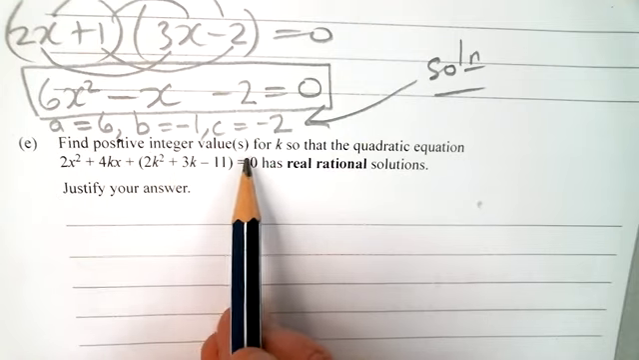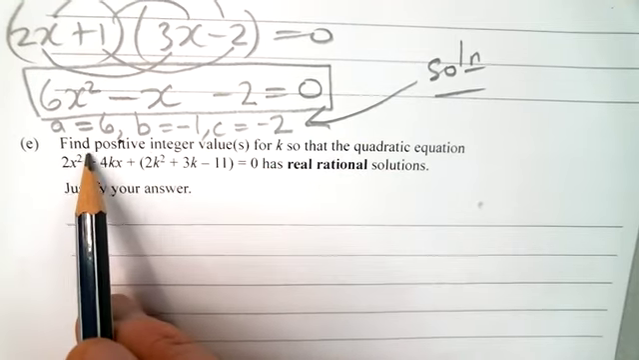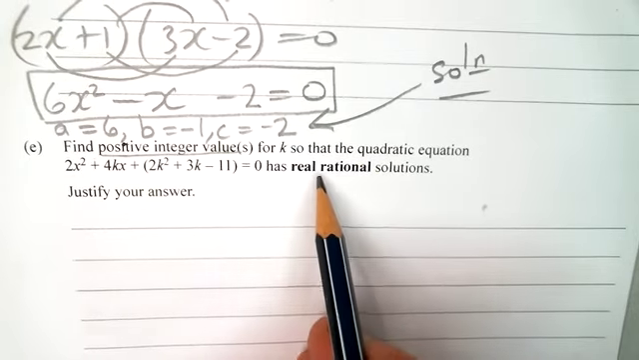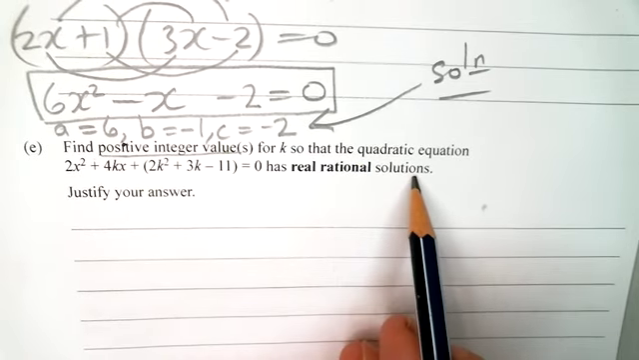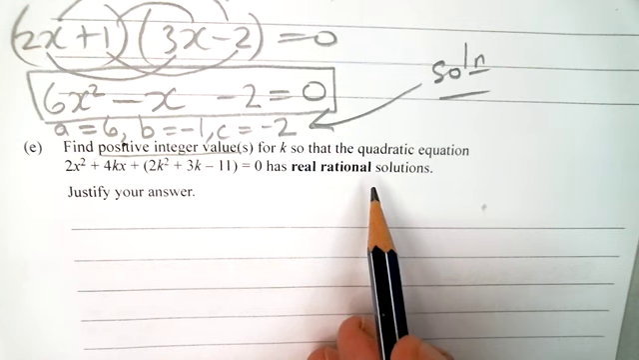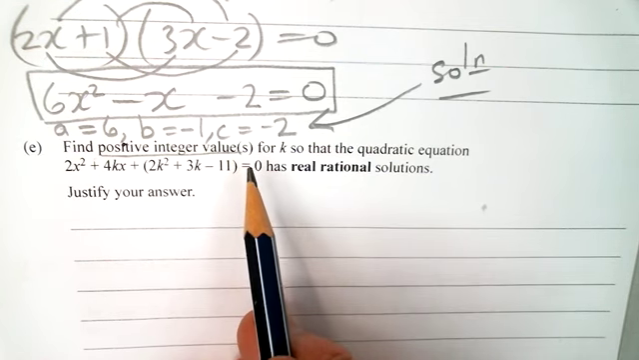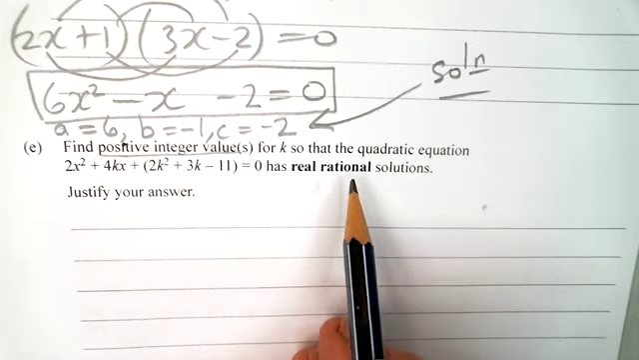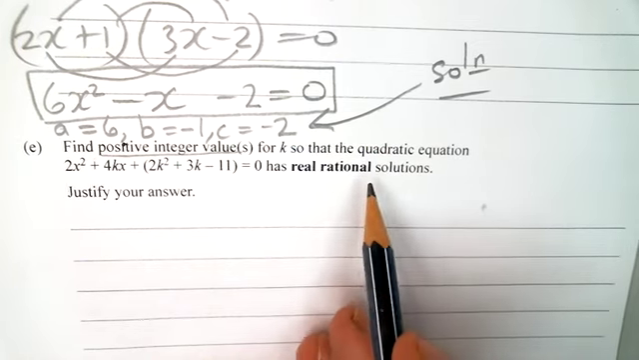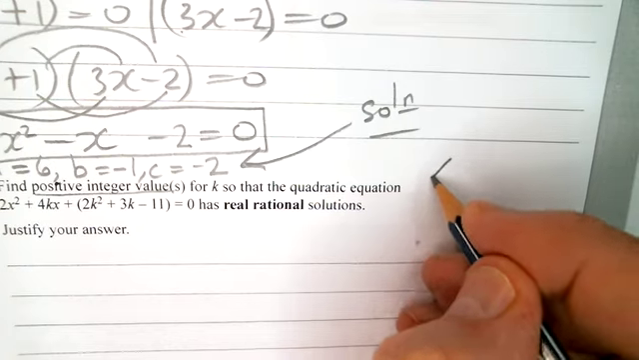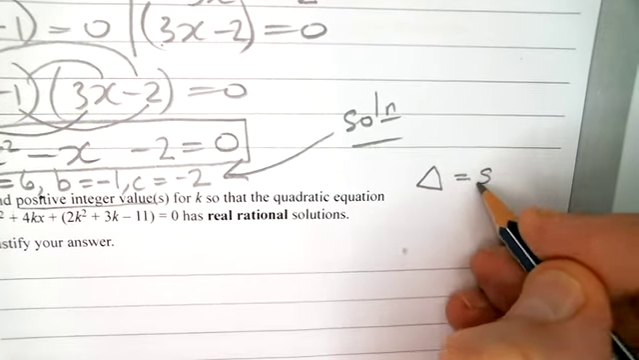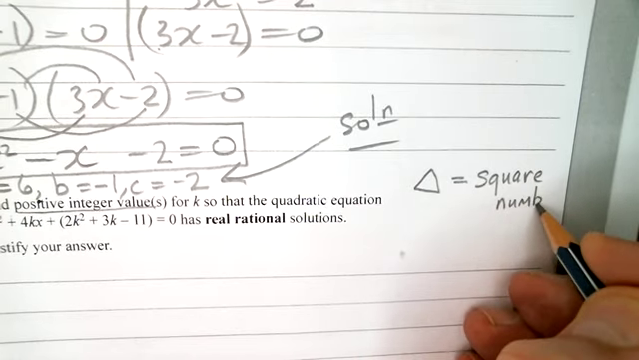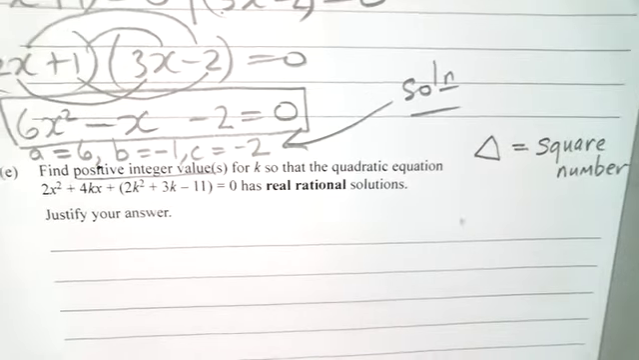It says find positive integer values, so they've got to be positive integers, for K, so the quadratic equation has real rational solutions. Now, finding positive integer values, well, that's fine. For it having real rational solutions, a rational solution only comes about when the discriminant value is a square number. That's what we're going to have to find, when the discriminant value is in fact a square number.